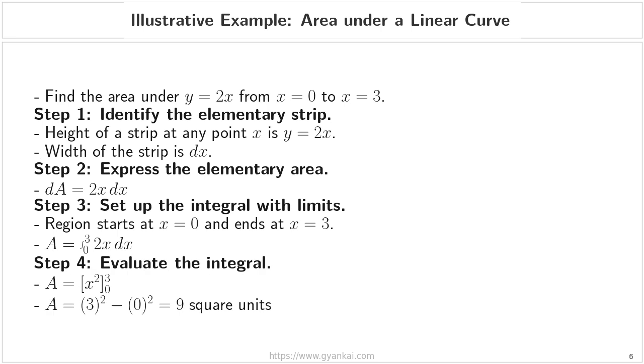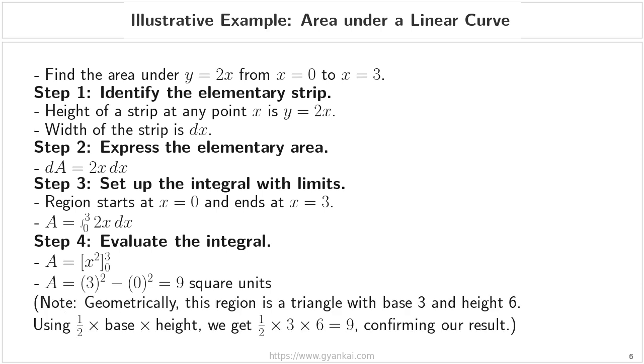Finally, step 4, evaluate the integral. To do this, we find the antiderivative of 2x, which is x squared. We then apply the fundamental theorem of calculus by plugging in our upper limit and subtracting the value at our lower limit. That is 3 squared minus 0 squared. This simplifies to 9 minus 0, giving us a final area of 9 square units.